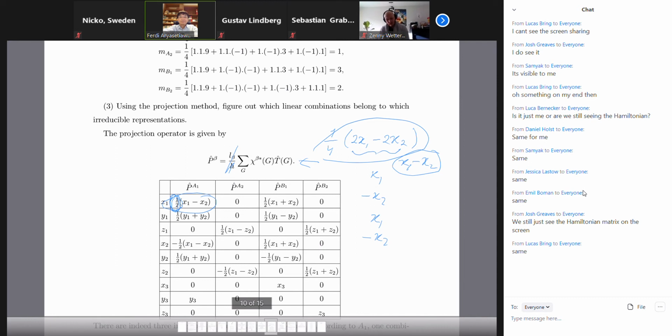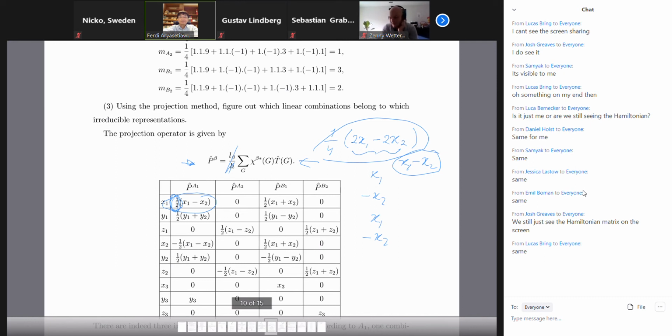Okay, so this is what we get. We apply this projection operator on each of these basis functions. So is there any question about this? Is it clear? Yes, I think it is quite clear, right?